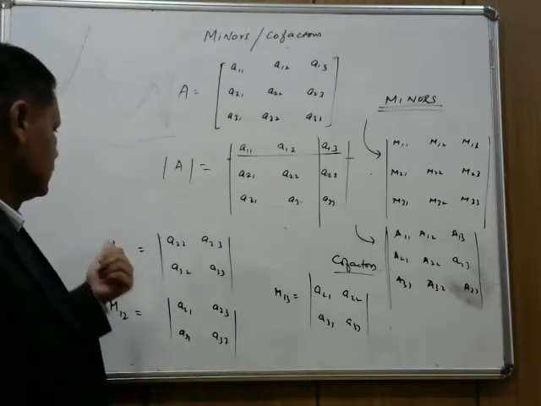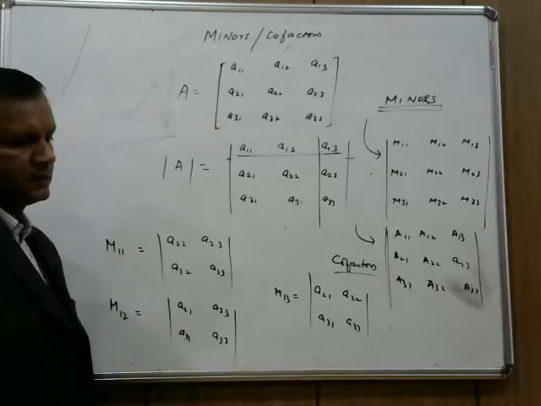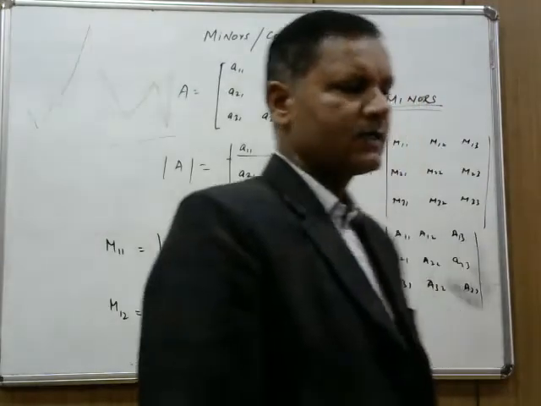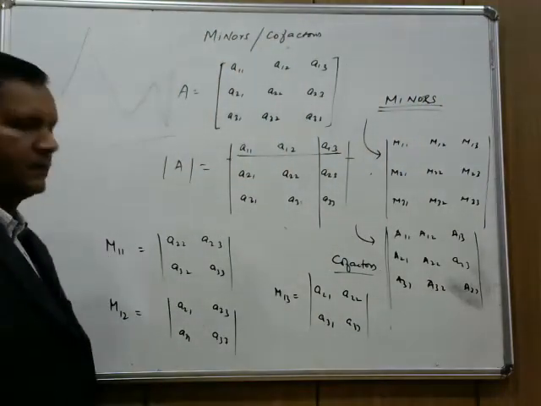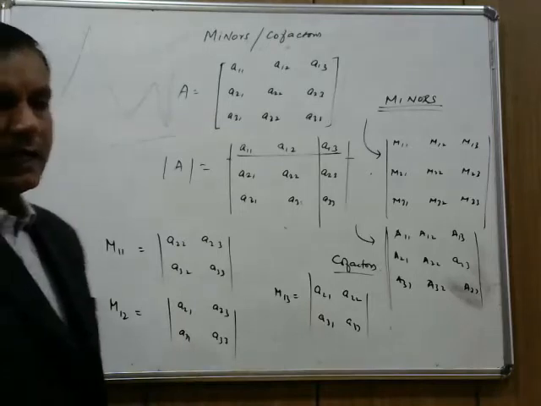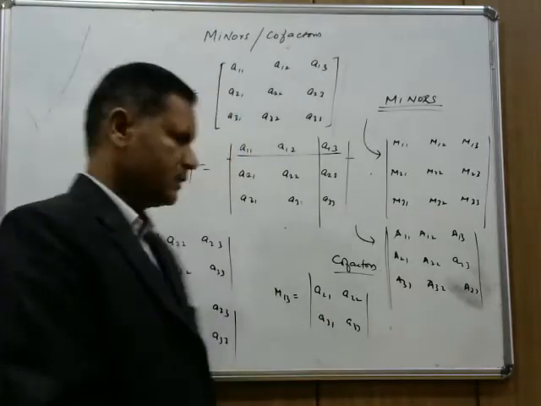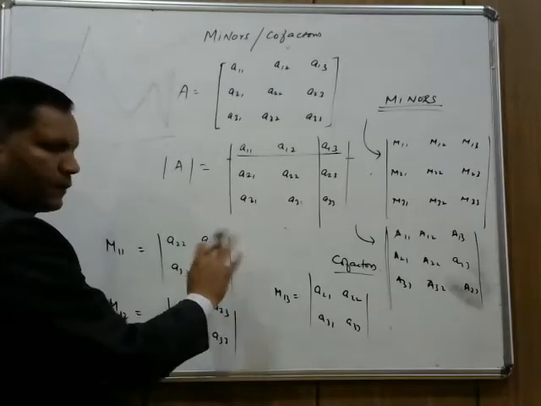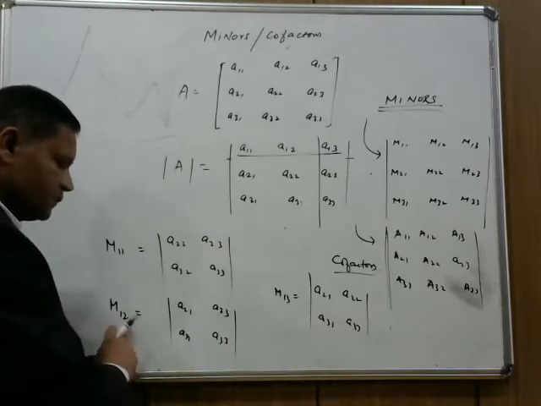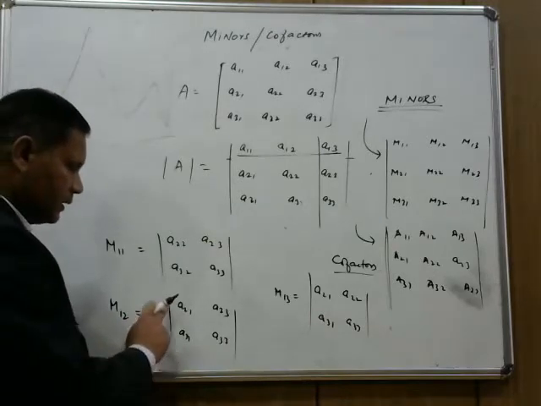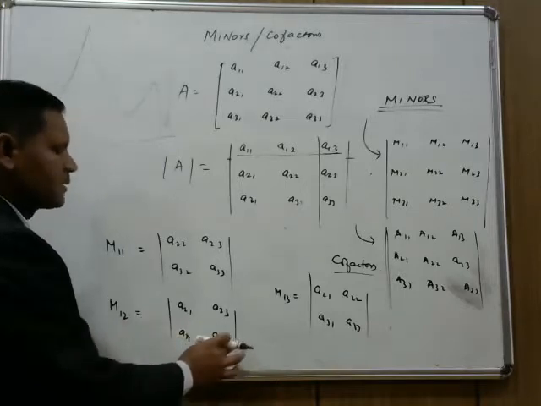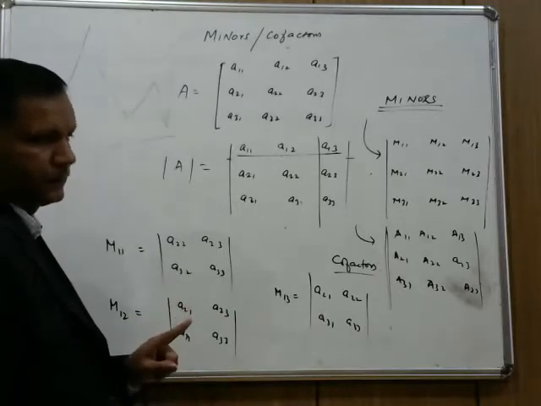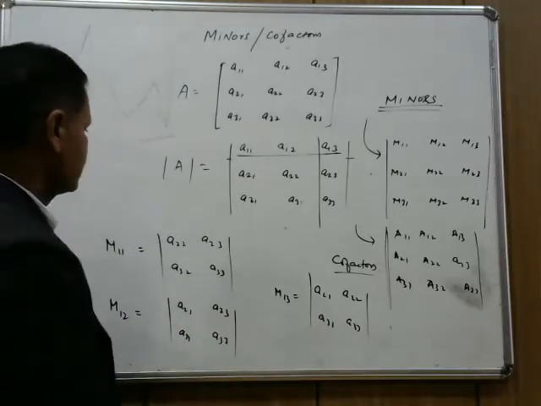Whenever we have the address, sum of the address of that particular minor, if it is even, then the sign will not change, and if it is odd, the sign will change. That means M11, whatever the value you will get, its sign will not change. For M12, the sum is 1 plus 2, 3. That's why, suppose I am getting minus 2, then its cofactor will be 2. Its sign will change. In the book, it has been given like that.